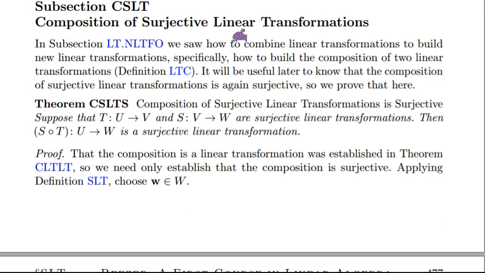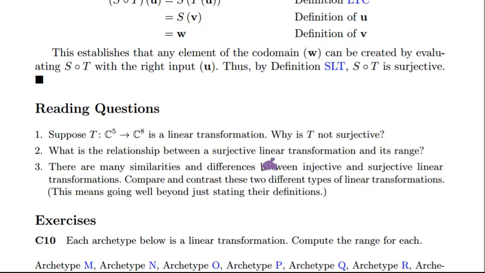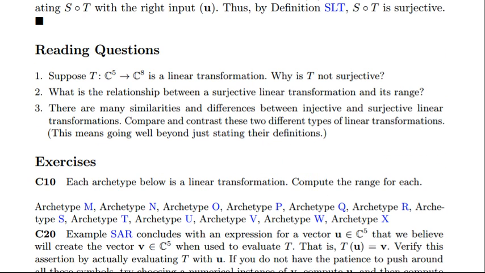Finally, again in parallel to the injective linear transformation discussion, we can show that the composition of surjective linear transformations is surjective. It has a similar proof, the same flavor of proof as the fact that a composition of onto functions is onto. So I'll let you read that proof, and here we'll stop the discussion.